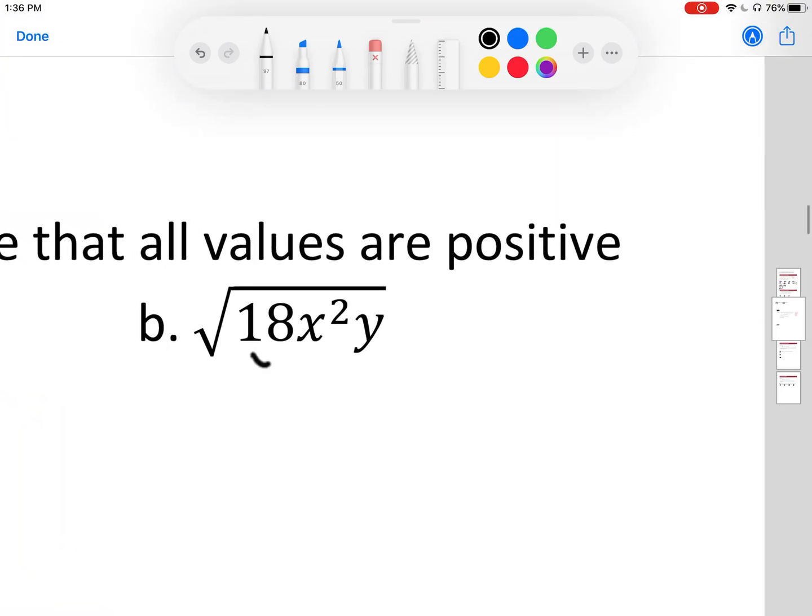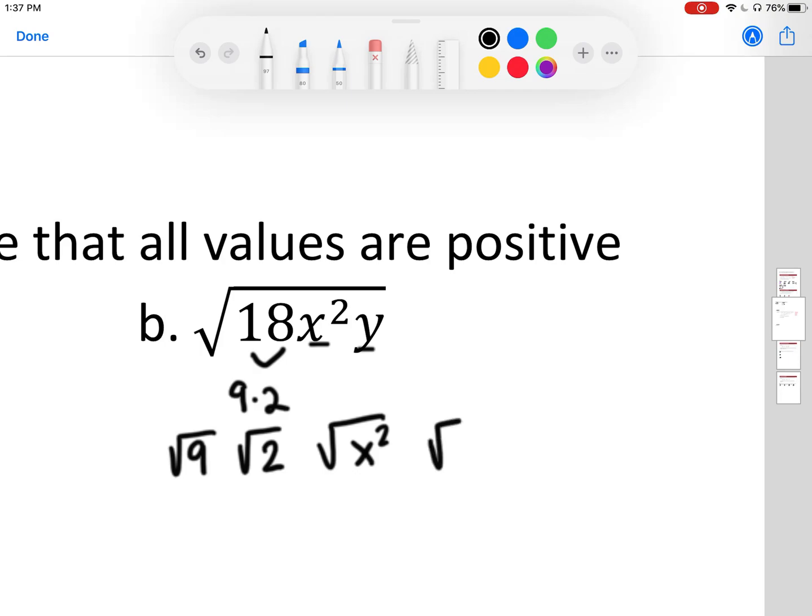All right, I know I can get 18 from 9 times 2, and 9 is a perfect square, so that I have the square root of 9 times the square root of 2, and I can separate my exponents, so I have the square root of x squared and the square root of y. The square root of 9 is 3. I have the square root of 2 still in my box.